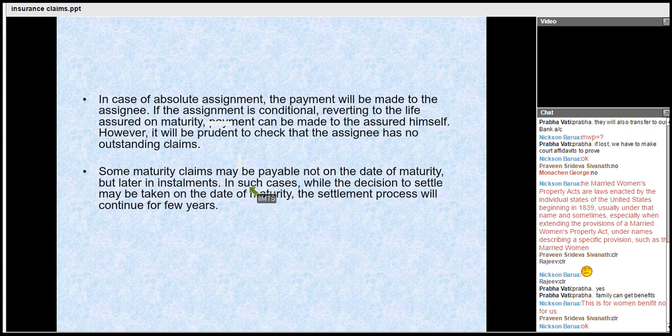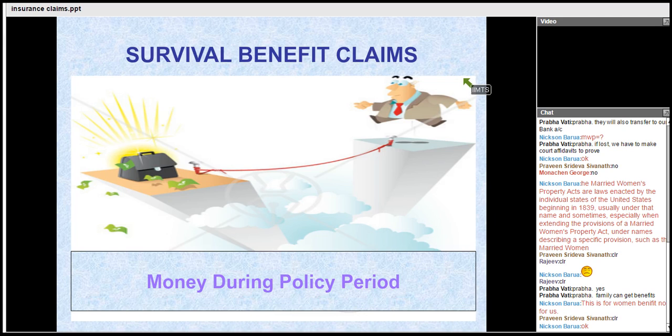Sometimes, let me tell you in detail, payment is not made on the date of maturity, but later in installments. In such cases, while the decision to settle may be taken on the date of maturity, the settlement process will continue for 3 years. The Married Women's Property Act can protect the life insurance death benefit from the creditors and ensure that your wife and children receive it. Lack of awareness and loss of control prevents the insured from going for this option.